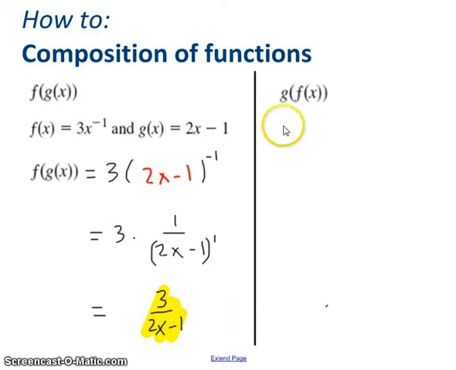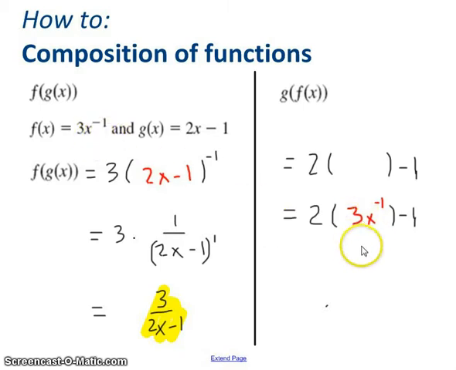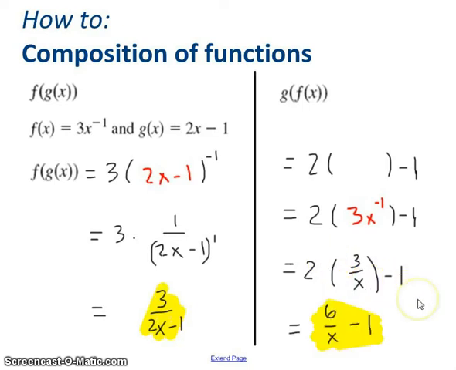Let's look at it the opposite way. What would happen if I put f inside g? Well, again, I'm going to look at the outer function first. g is my outer function this time, and instead of the variable, I'm going to put parens. So I've got 2 times parens minus 1. In those parens, I put the other function, 3x to the minus 1. Again, remember that minus 1 says that x is on the wrong side of the dividing line, so let's clean that up and make it 2 times 3 over x, minus 1. Now distribute the 2, and you're going to end up with 6 over x minus 1. And that is the composition g of f of x.